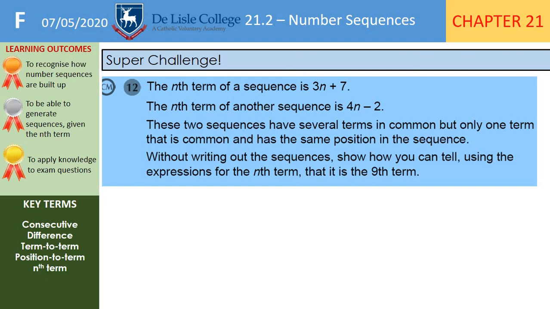So it says the nth term of a sequence is 3n plus 7, so the rule of one sequence. The nth term, or the rule of another sequence, is 4n, subtract 2. These two sequences have several terms in common, but only one term that is common and has the same position. So it might be the third term in the sequence is the third term for both of them, and it's the same value, okay? Without writing out the sequences, show how you can tell using the expressions for the nth term that it is the 9th term. So you're told it's the 9th term. How can you prove it without writing out the sequences? Pause the video and have a go.